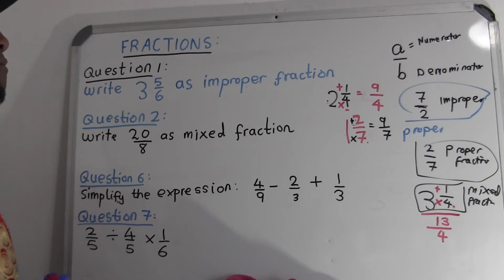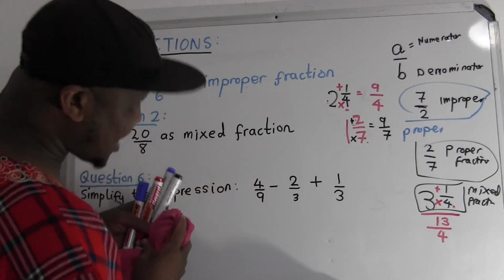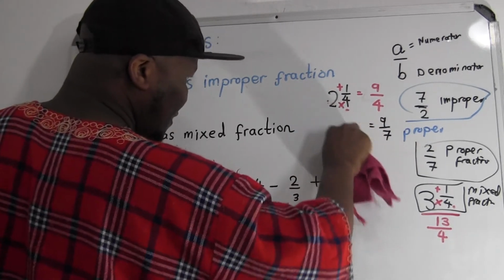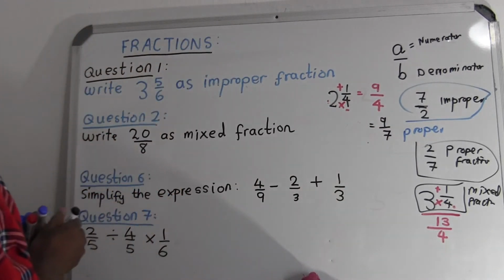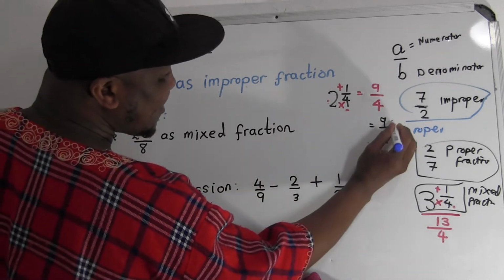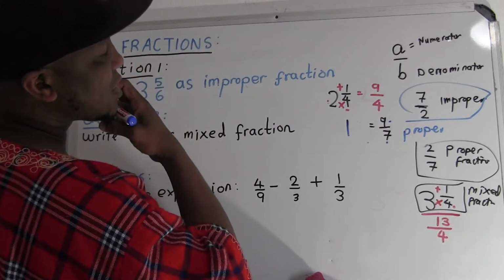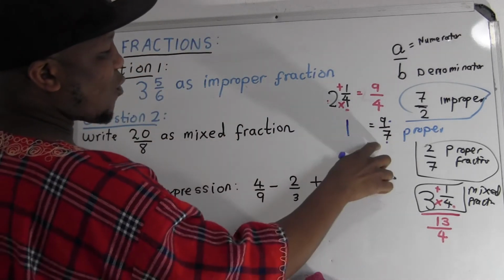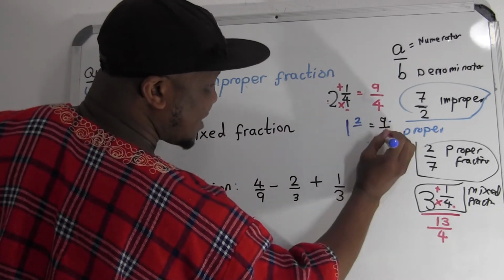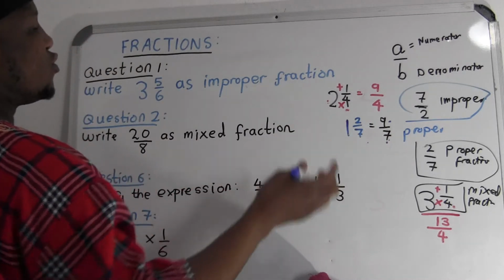Now sometimes they might say we have an improper fraction, change it to mixed. So let's go back. Change to mixed means going back. So how are we going to do that? Look, how many 7s in 9? There's one 7. What am I going to be left with? 2. So I'm left with 2 over this number here. So now you have changed from improper to mixed fraction.